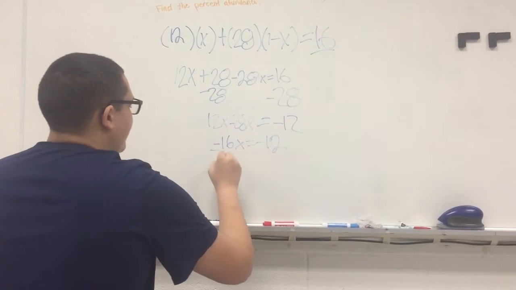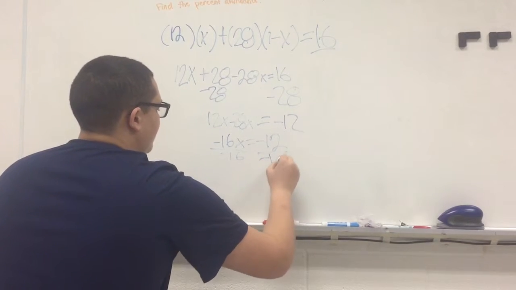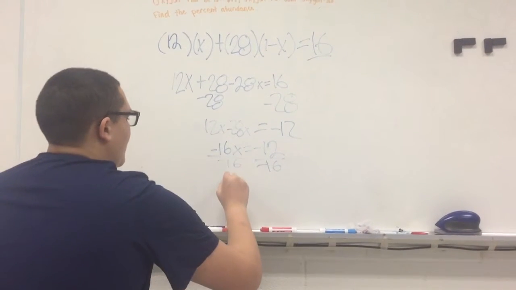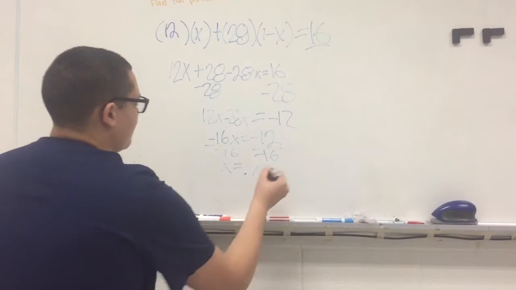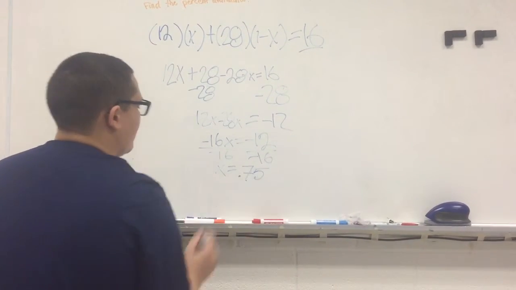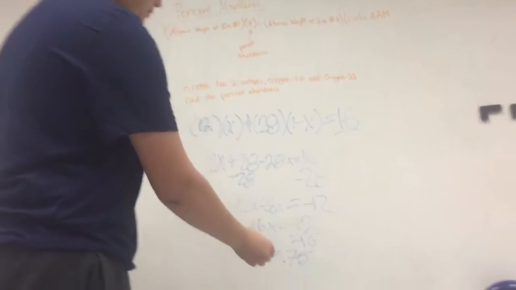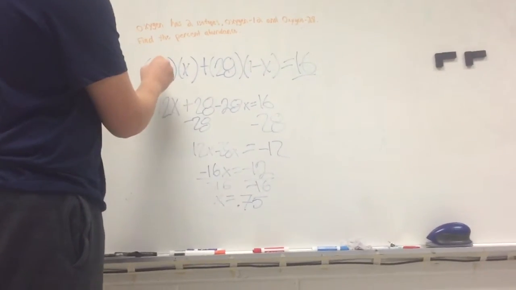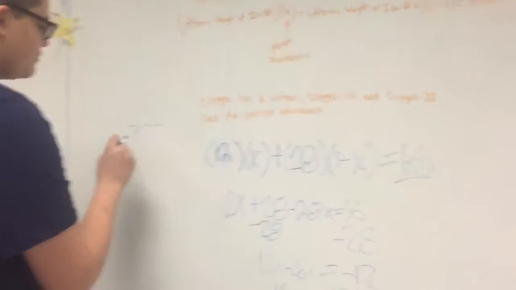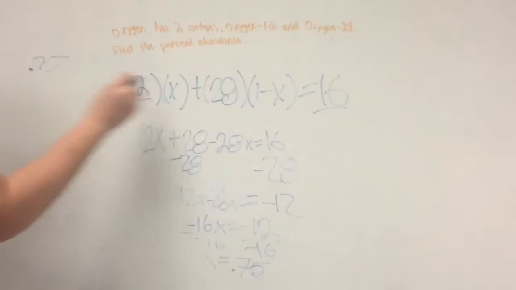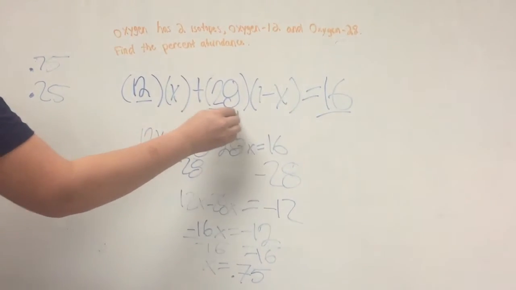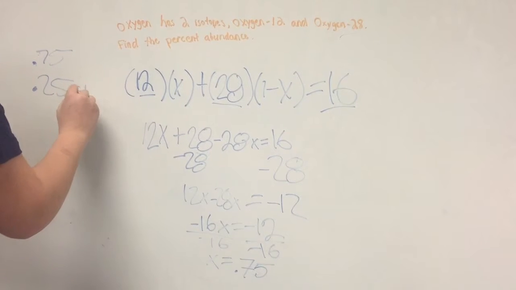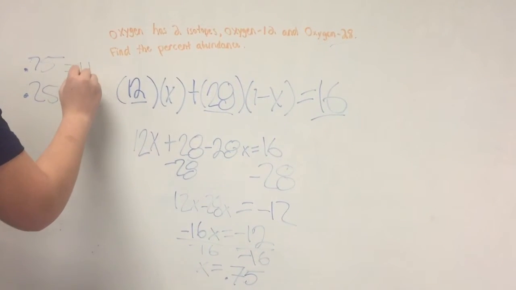So now you divide by negative 16 on both sides, and that equals x equals 0.75. So now you've plugged 0.75 into this equation, so x equals 0.75 is the percent abundance for isotope 1, and 1 minus x, which is 0.25, is the percent abundance for isotope number 2.